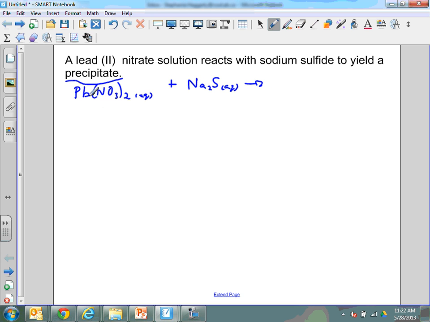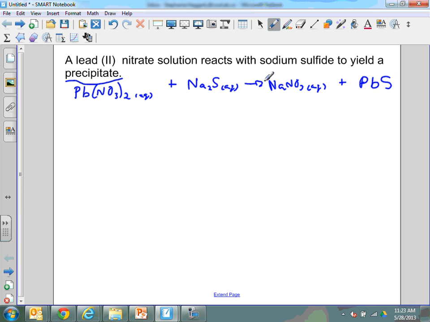Sodium and lead switch places, so I get sodium nitrate, which I know is soluble. Anything with nitrate is soluble. So this is aq. And my other product will be lead 2 sulfide. Since they both have a charge of 2, when we swap and drop, we just get PbS.